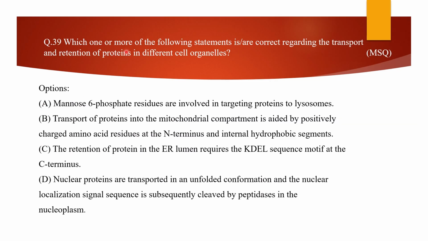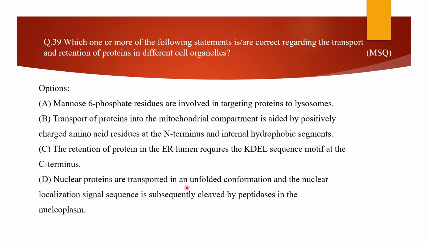Question 39. Which one or more of the following statements are correct regarding the transport and retention of proteins in different cell organelles? Options: Mannose 6 phosphate residues are involved in targeting proteins to lysosomes. Transport of proteins into the mitochondrial compartment is aided by positively charged amino acid residues at the N terminus and internal hydrophobic segments. The retention of protein in the ER lumen requires the KDEL sequence motif at the C terminus. Nuclear proteins are transported in an unfolded conformation, and the nuclear localization signal sequence is subsequently cleaved by peptidases in the nucleoplasm. In this question, three options are correct and only one option is incorrect. Option D is the incorrect option.